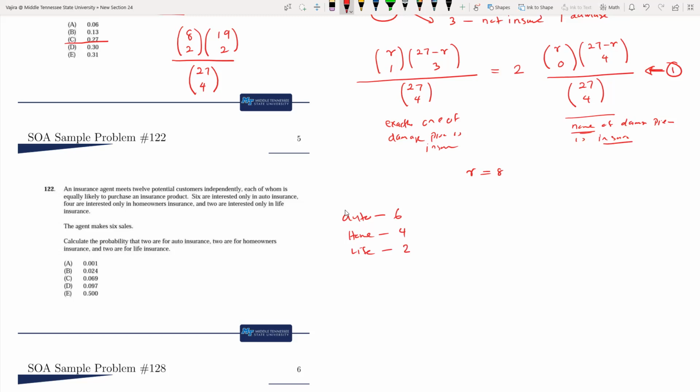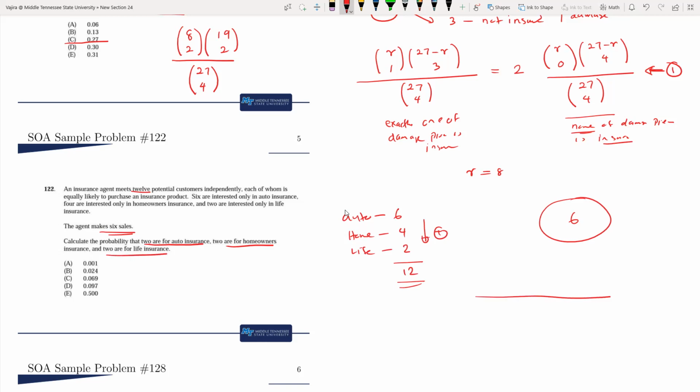Okay, and the agent makes 6 sales. So the sample size is 6. Then calculate the probability that, and actually he meets 12. Okay, so that's another thing. When you add all of this, you get 12 here. Calculate the probability that 2 are for auto insurance, 2 are for homeowner, and 2 are for life insurance. So we are calculating probability.